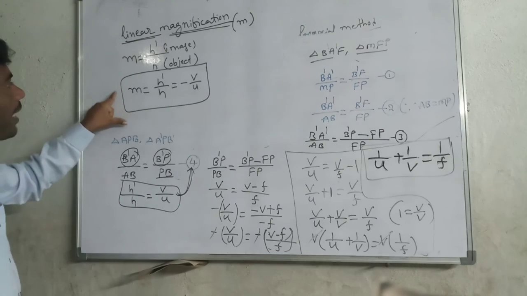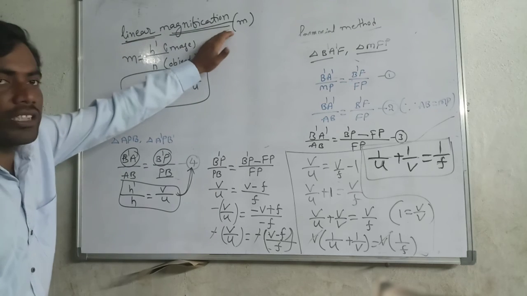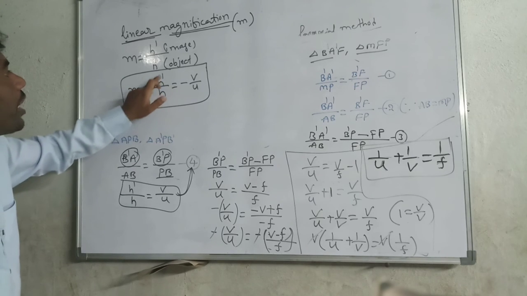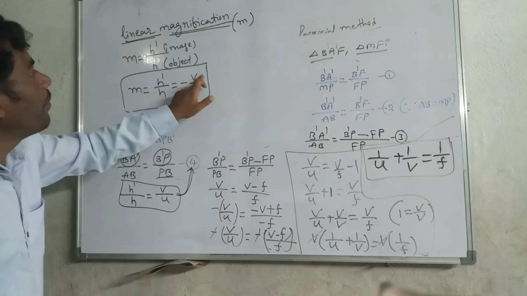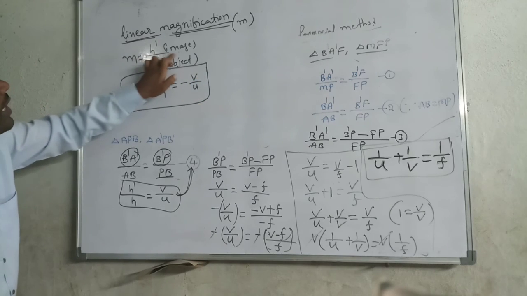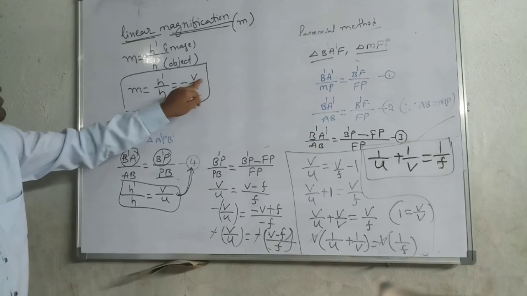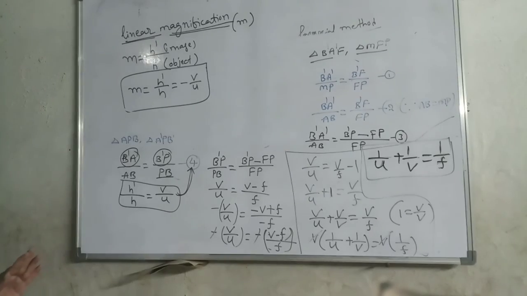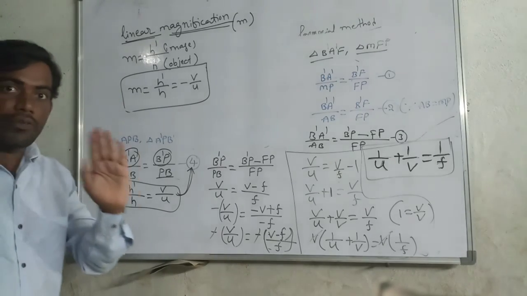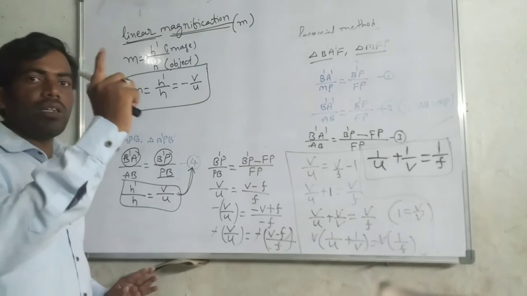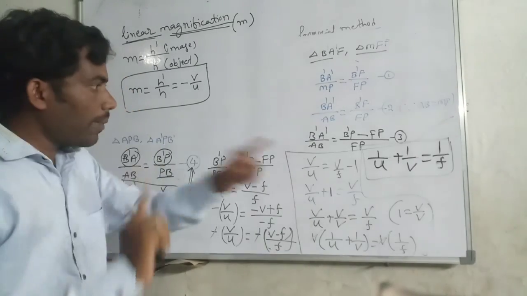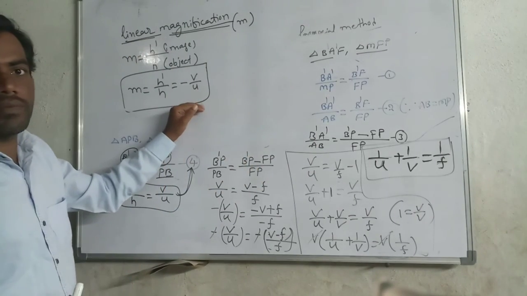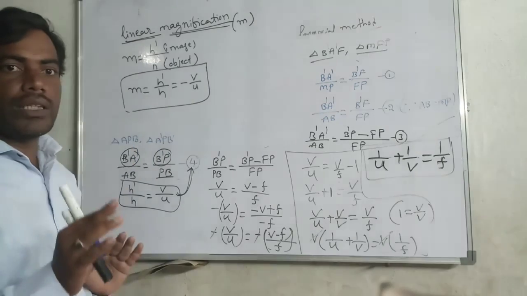This is the final formula of linear magnification, denoted by small m. It is equal to h dash by h equal to minus V by U. Here h dash means image height, h means object height, V means distance of the image, and U means distance of the object. This formula is so important. In this video you have learned two things: first the mirror equation, and second the linear magnification.